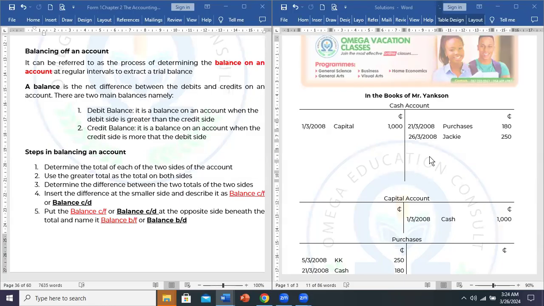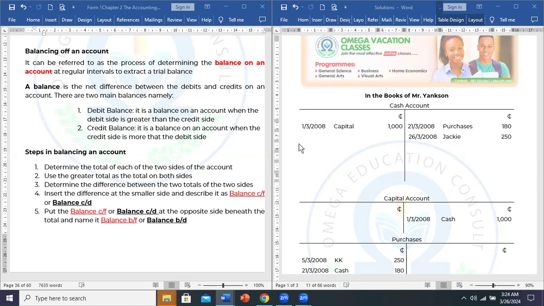Okay, so now that we have an idea as to what a debit balance and a credit balance is, let's look at how to balance off an account. There are the following steps we have to follow. Step number 1, determine the total of each of the two sides of the account.